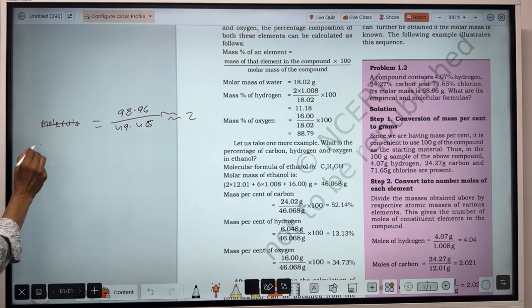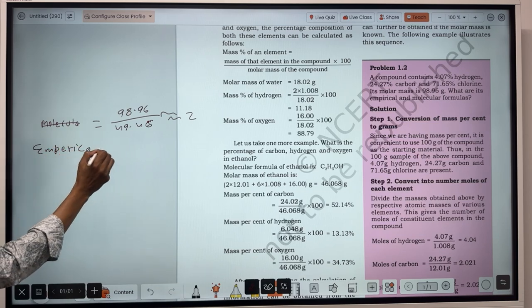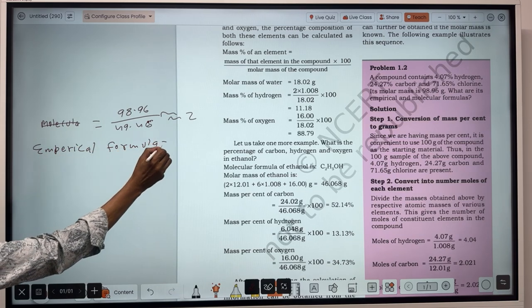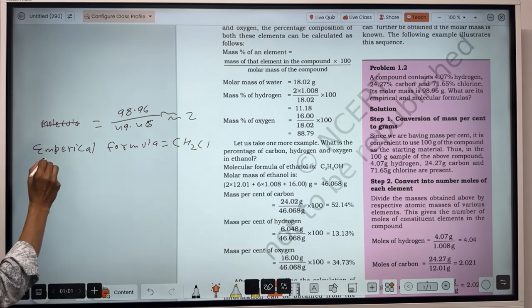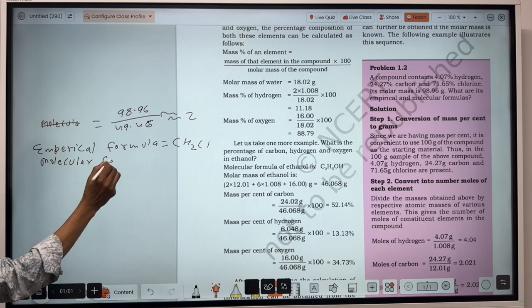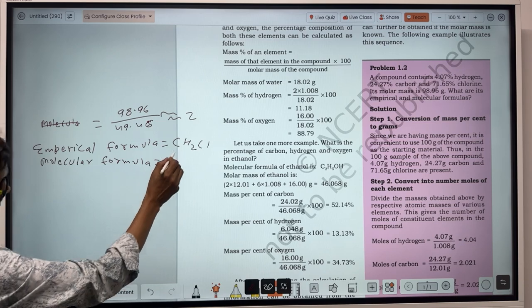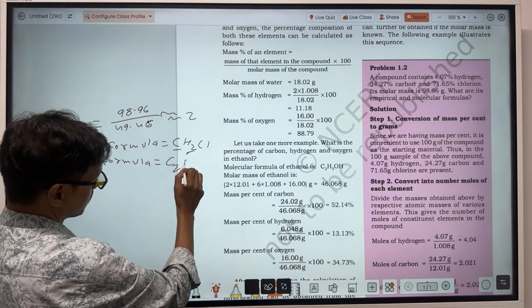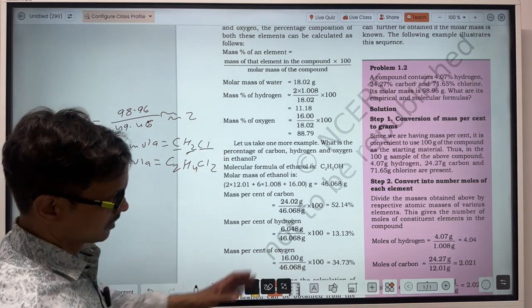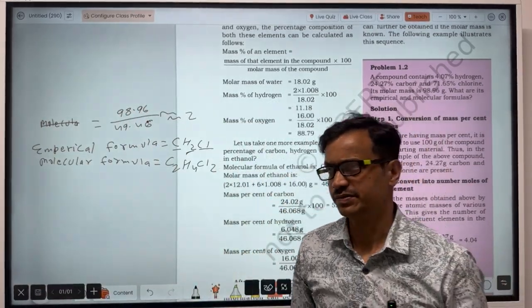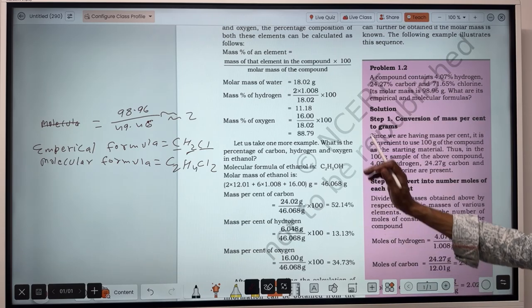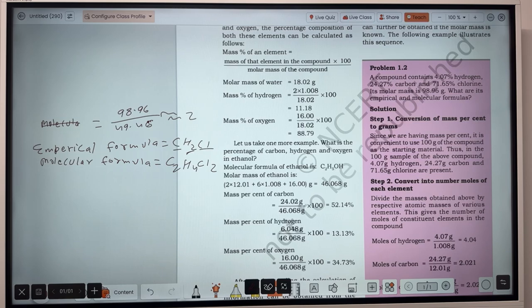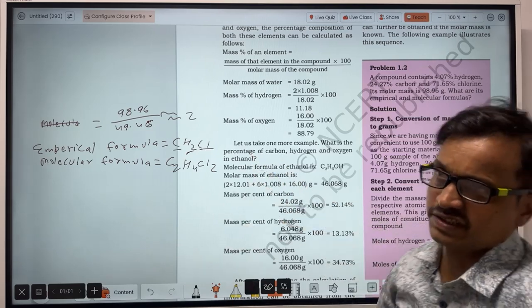The empirical formula was CH2Cl. That's why the molecular formula will be multiplied by 2: C2, H4, Cl2. So the molecular formula will be C2H4Cl2. The percentage composition of the molecule was given, and based on that we had to calculate the molecular formula of the compound. This is how to solve it.